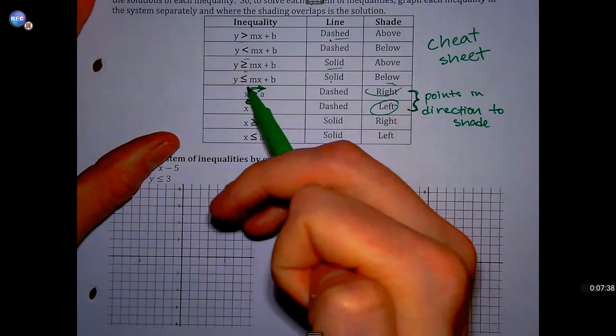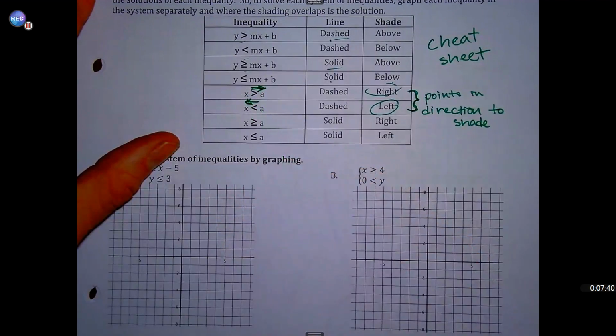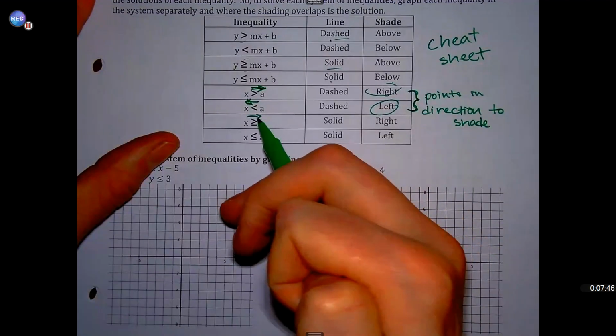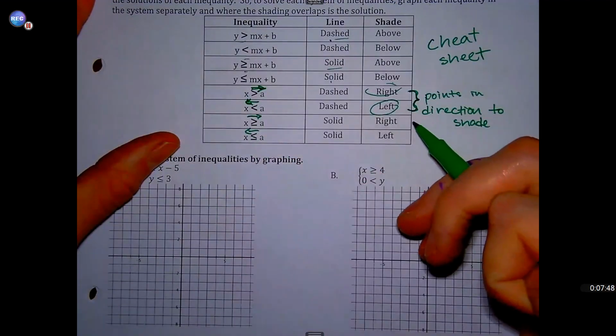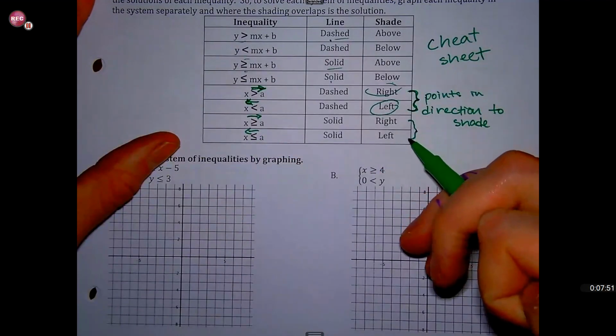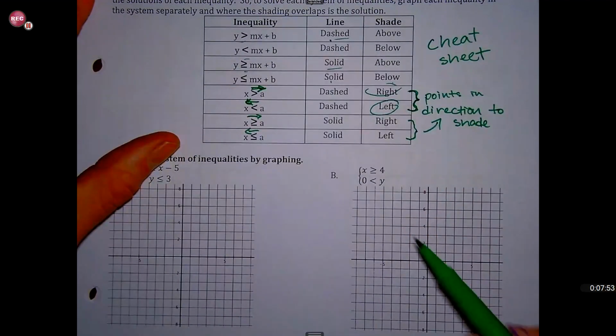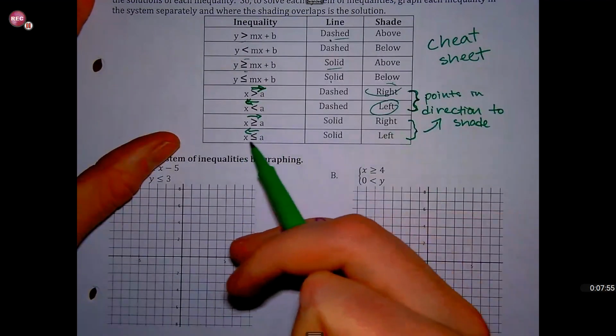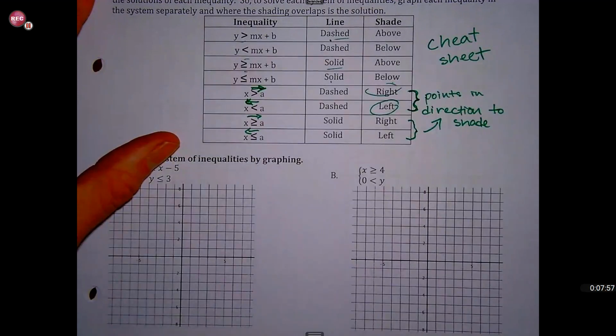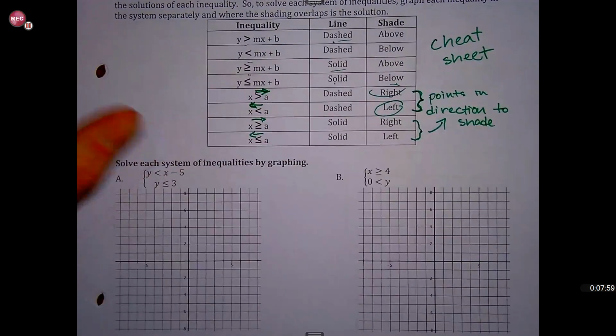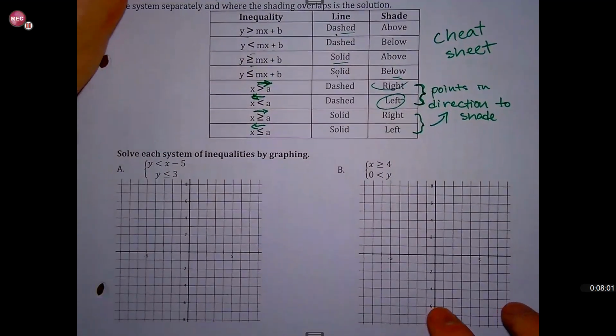This is only when x is a variable on that side. This is only possible if we don't have a y in there as well. And the same thing applies to these ones as well, right, left. So I actually should probably put them in there as well. Points right, it goes right. Points left, it goes left. That's only when x is our variable. And we'll talk about that in a little bit.